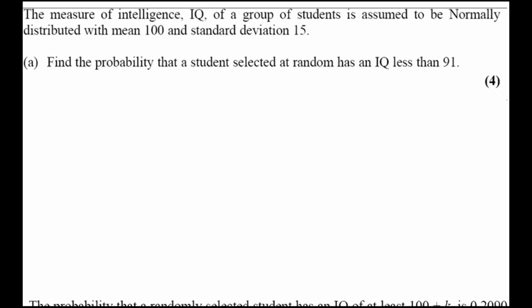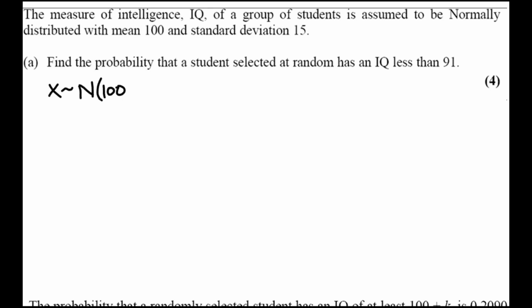Okay, so let's add some context to that now. We'll go for this question. The measure of intelligence, IQ, of a group of students is assumed to be normally distributed with a mean of 100 and a standard deviation of 15. The very first thing to do is let's find the distribution.